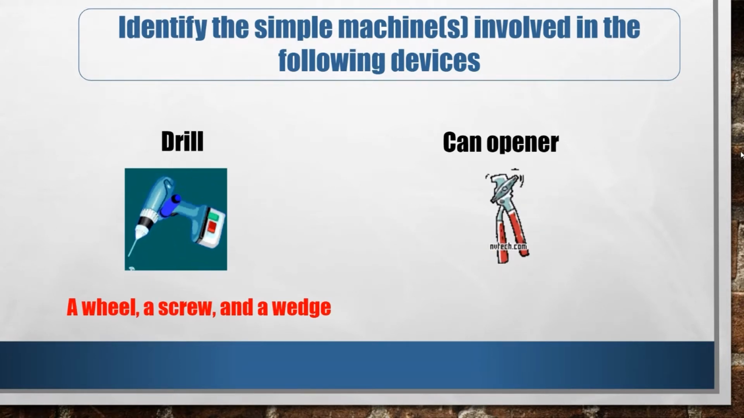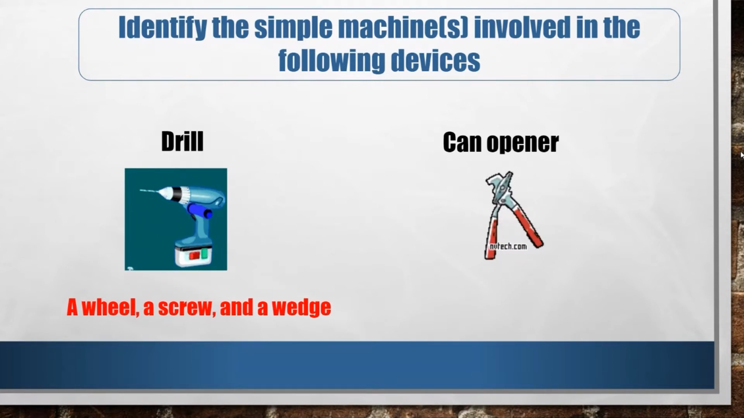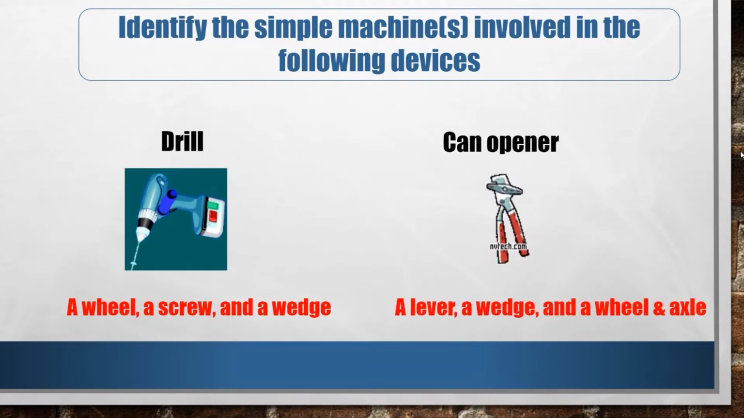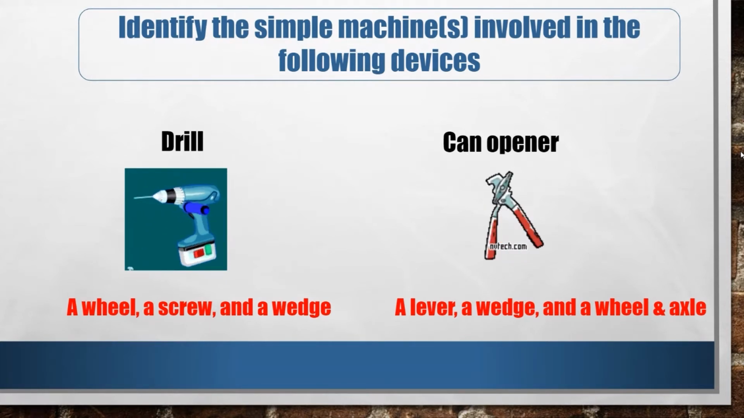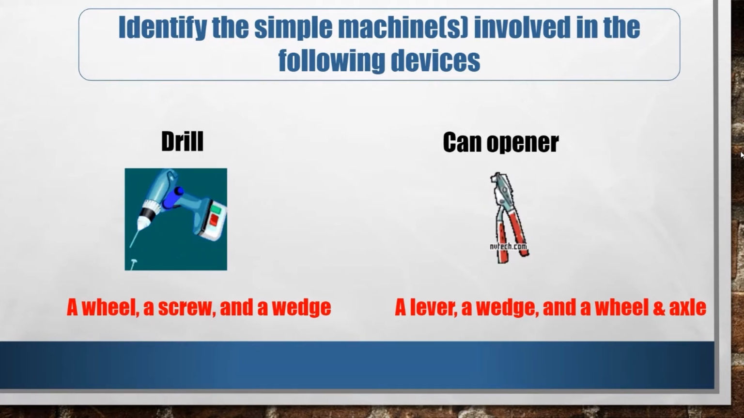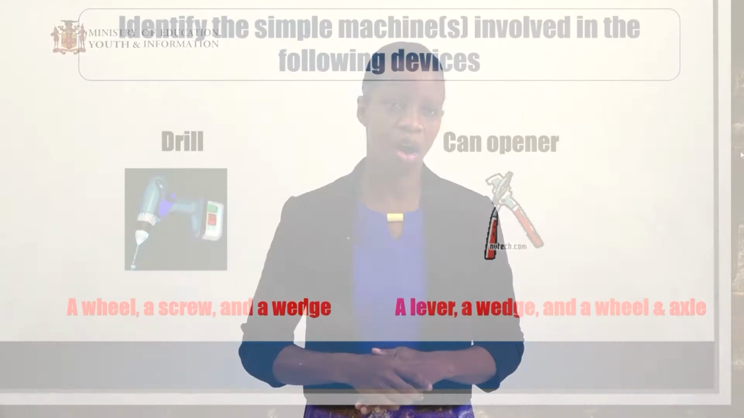Right? Think of what happens when you're using that can opener, right? It has the lever, the part that is moving about a fixed point. You have the part that does the cutting, which is the wedge. And of course, there is that wheel and axle present on the opener. Beautiful. Good. Now, the devices that we looked at would have been classified as complex machines, right? So this pair of scissors, the can opener, the stapler would have been classified as complex machines.